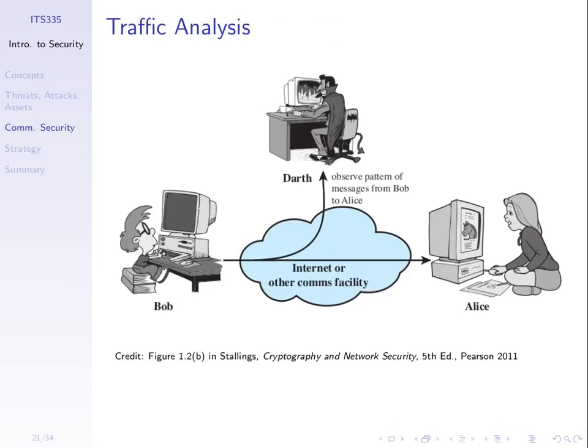It's the same with traffic analysis. Let's say Bob sends 1,000 messages to Alice in the normal case. If the traffic analysis takes place, then still Bob sends those messages. It's just that Darth also gets a copy. From the perspective of Bob and Alice, nothing has changed.